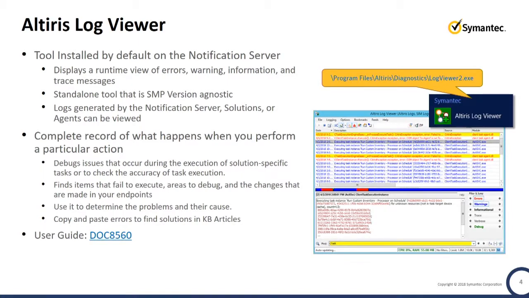So Log Viewer, this is the key. This is one of the most important things to know. It's a pretty icon. It's installed on the notification server. You can take the file and put it on your own desktop and run the logs. Take a look at all the logs that are in there. It's searchable. It's filterable, right? Errors, information, warning. It's pretty colors, shows you the bad stuff, shows you the good stuff, right? It's called Log Viewer 2, and its purpose is to read the logs, right? So this is whether it's the agent logs, whether it's the server logs, okay? And the entire user guide is at this document right here, so Doc 8560.